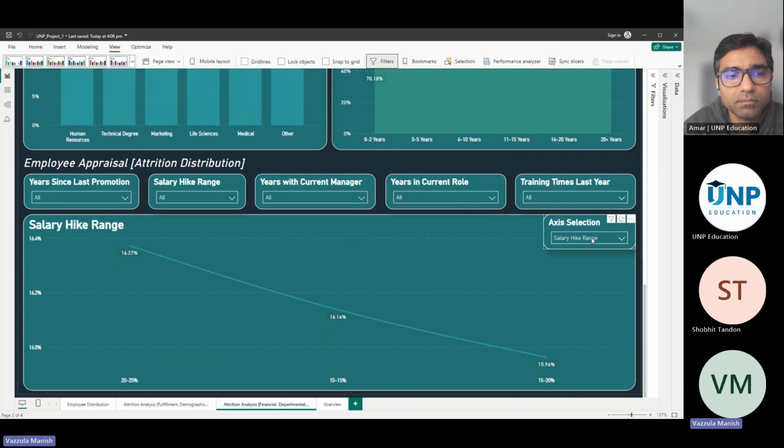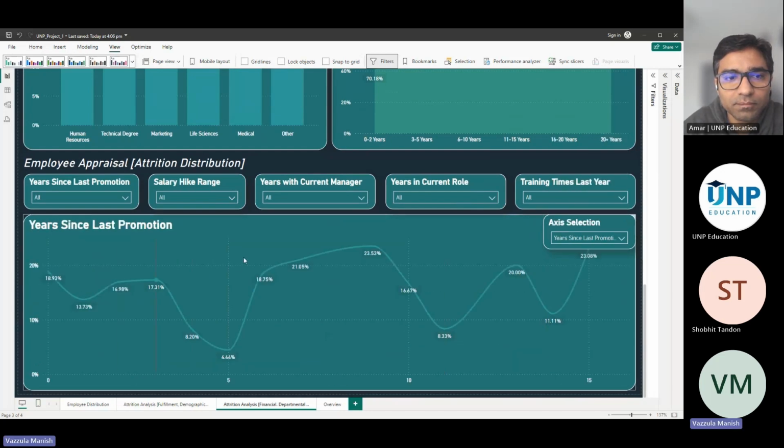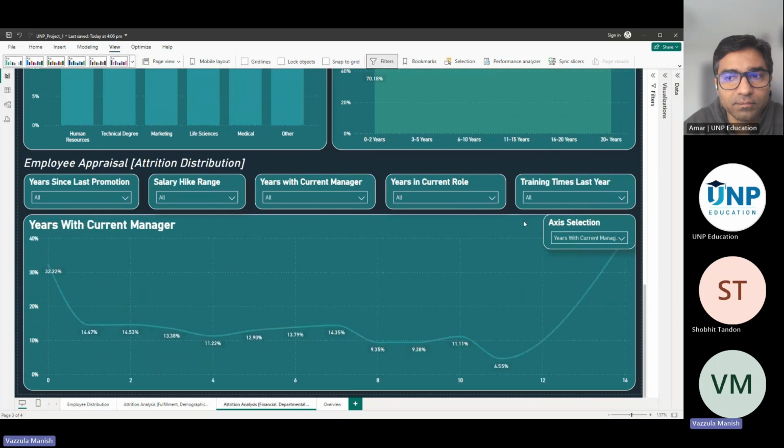And we also see that years since last promotion does not have a very clear trend. We do see it go down and go up as well. So we were not able to provide any conclusive evidence as to what might be affecting these factors. And years with current manager tends to affect way more, which is that people who have been working longer with their manager tend to leave the company less. And here the trend goes up.